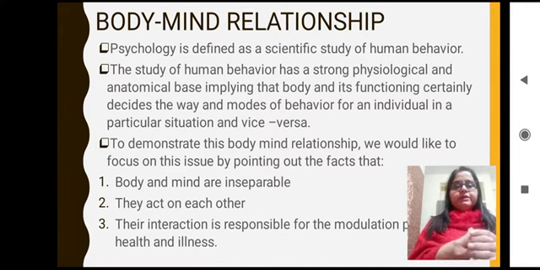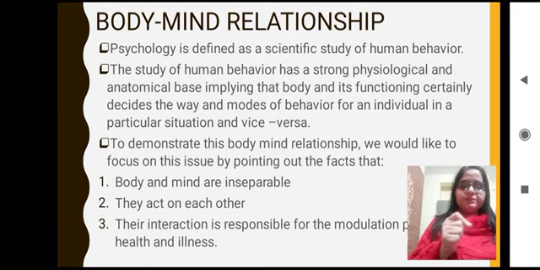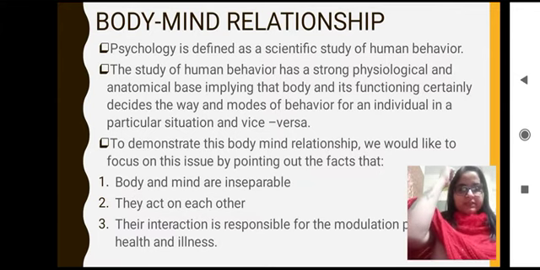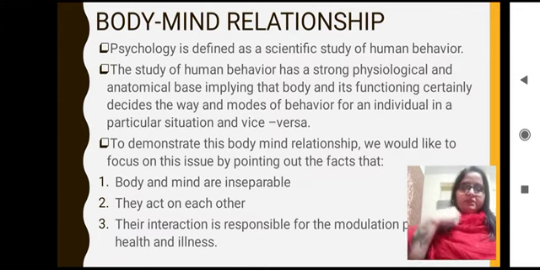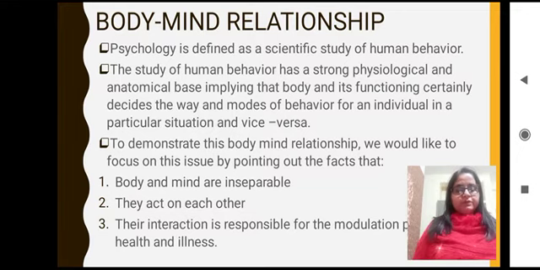So now, to demonstrate this body and mind relationship, we are going to focus on some main points. Body and mind are inseparable. We need to understand that we cannot separate the body from the mind and the mind from the body. They actually act on each other, meaning if there is something in the mind, the body is going to react. If there is something in the body, our mind is going to react. And their interaction is responsible for the modulation process in health and sickness.